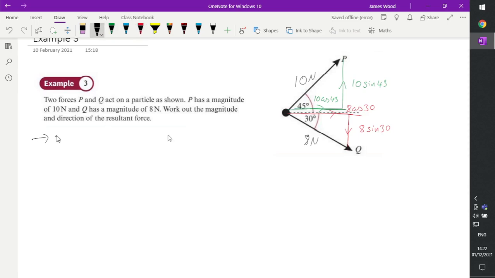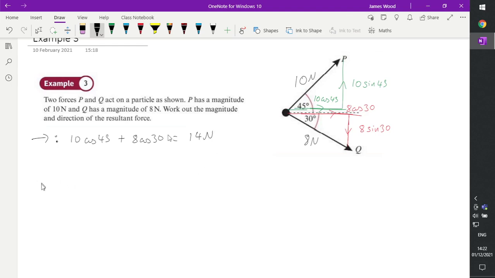Now we can resolve the forces. If we look at the horizontal forces first of all, we've got 10 cos 45 from force P plus 8 cos 30 from force Q. We can then add those together, so we get about 14 newtons.